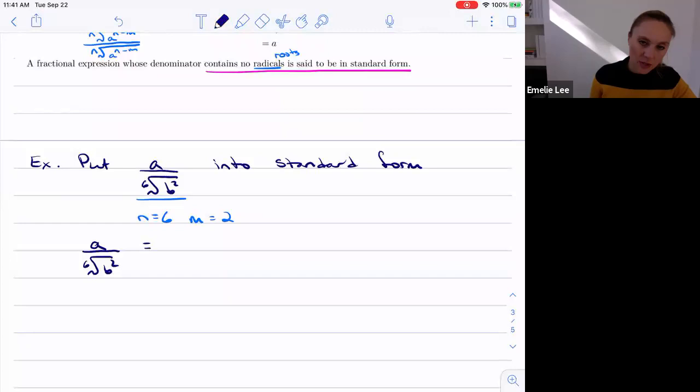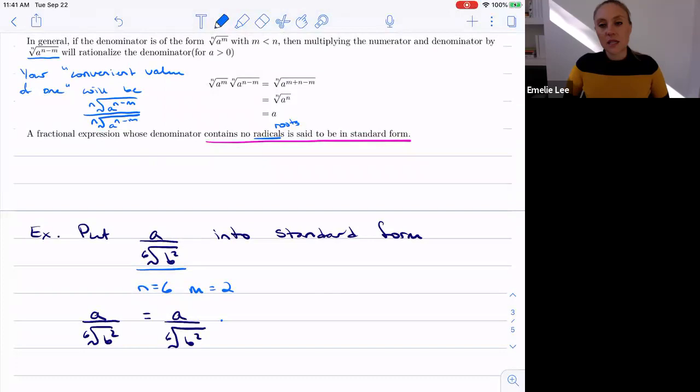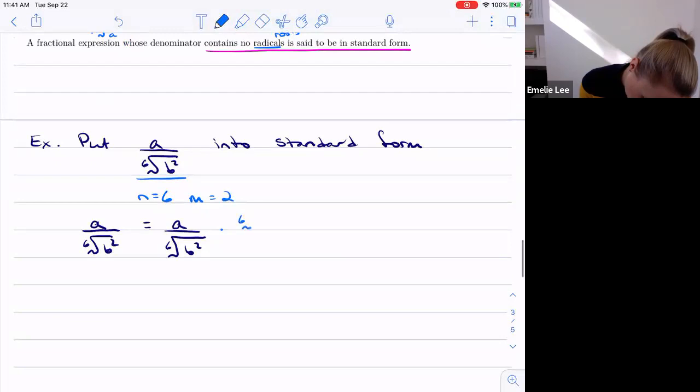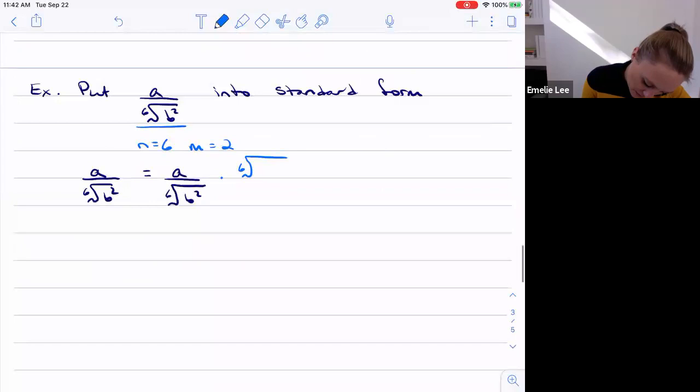So then to rationalize this, I've got the same thing, a over the sixth root of b squared, times the nth root of a to the n minus m. So I need the sixth root of, now here's where it gets confusing. I've got an a here, but really I have a b in the root, so I'm going to have b to the n minus m. We have to be really careful. B to the 6 minus 2, over the exact same thing, the sixth root of b to the 6 minus 2.